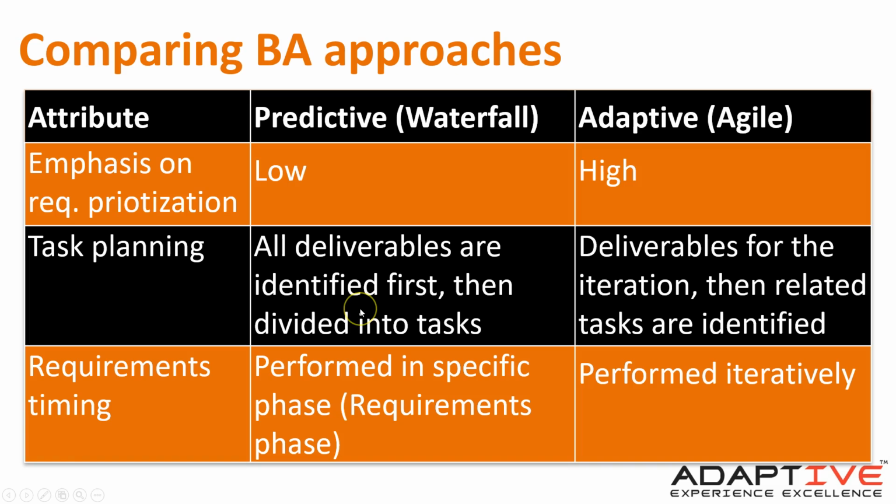Task planning, predictive: you figure it out all up front, document it, know everything. In adaptive, you say, I'm not sure what I'm going to document. As soon as we get to those requirements and we evaluate where we are and how complex everything is, I'll figure out what my deliverables should be for you.